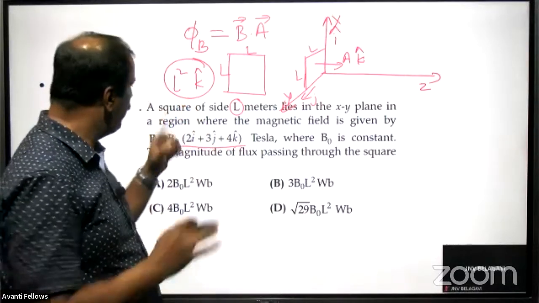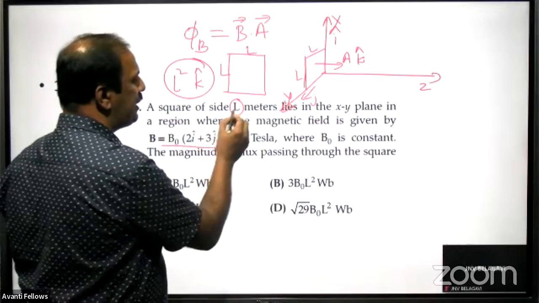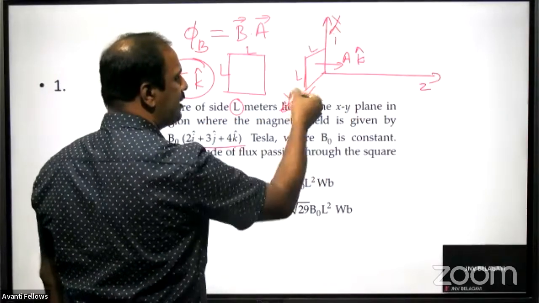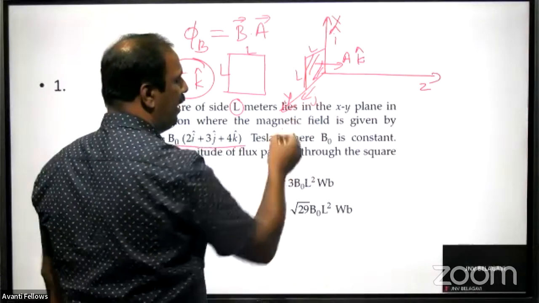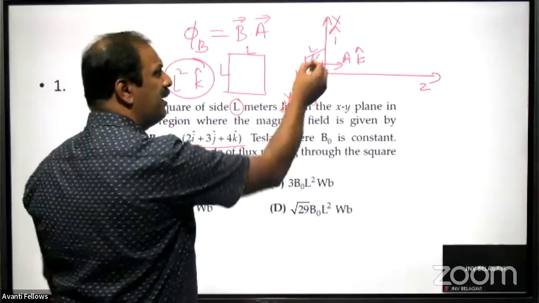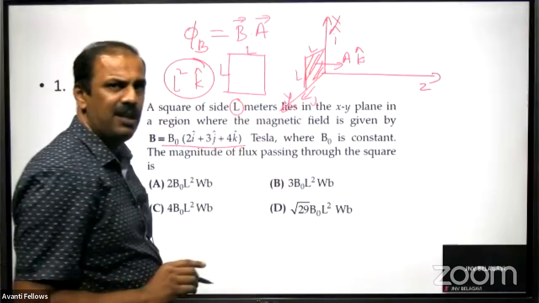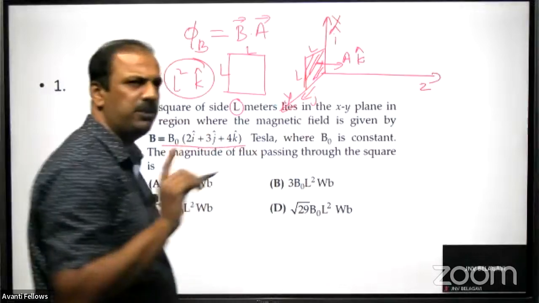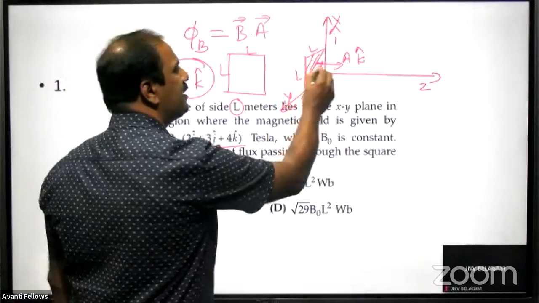Once more, read this: a square of side L meters lies in the XY plane. So X is this way, Y is this way, and this is our area. The first thing is the physical area is like this, but the direction of the area vector is along this direction. That's what we have to do first. So the area vector is along this direction.